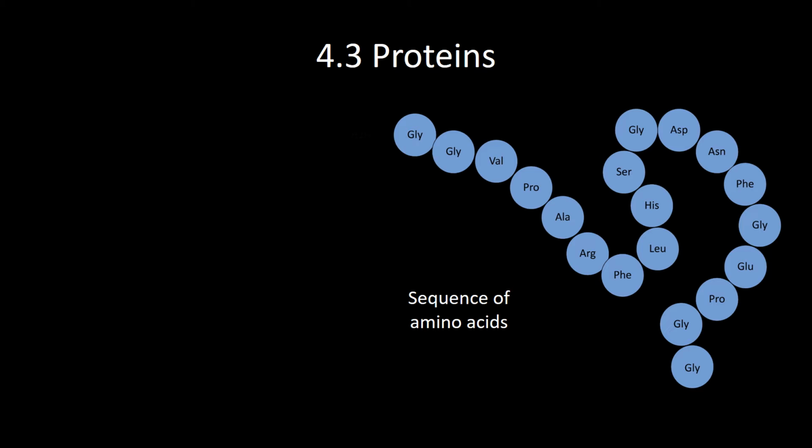Now, what you're seeing is also what is called the primary sequence of a protein. So every single protein will have a primary sequence of amino acids. We also call this a polypeptide. Poly means many. Peptides have to do with the amino acids being held together by peptide bonds.